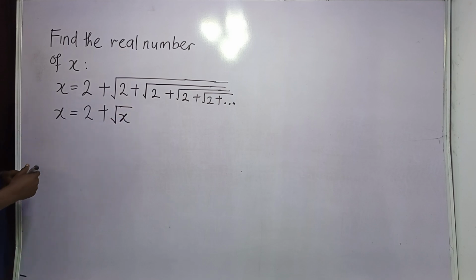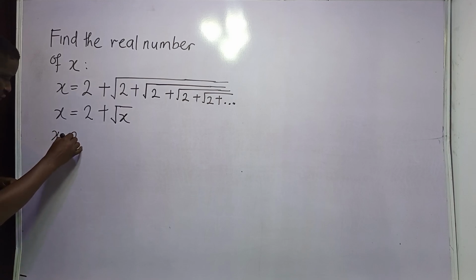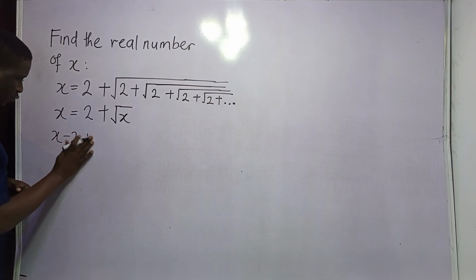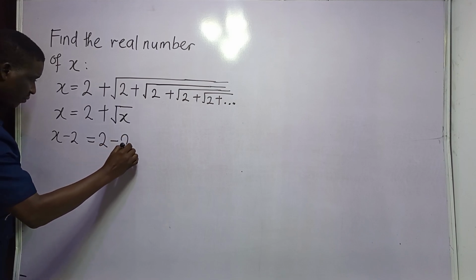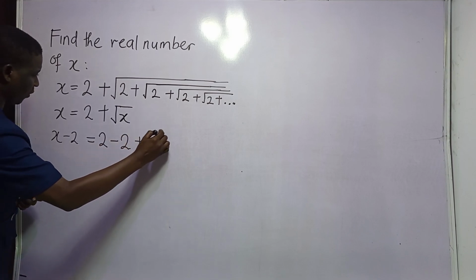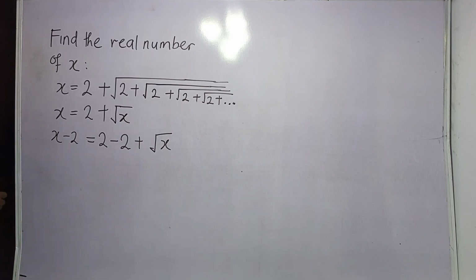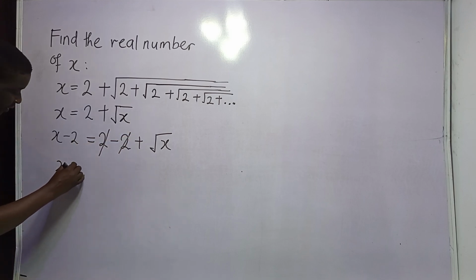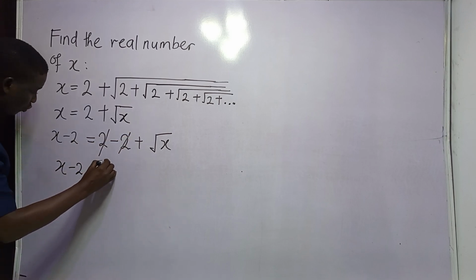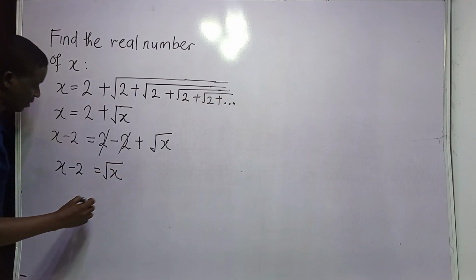Now what we are going to do is subtract 2 from both sides. So x minus 2 equals 2 minus 2 plus square root of x. What we just did was to subtract 2 on both sides, and these 2 will eliminate each other. What we have now is x minus 2 equal to square root of x.